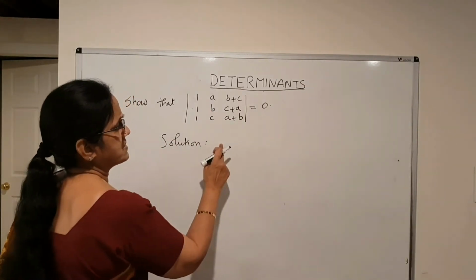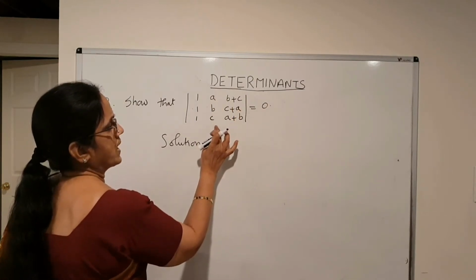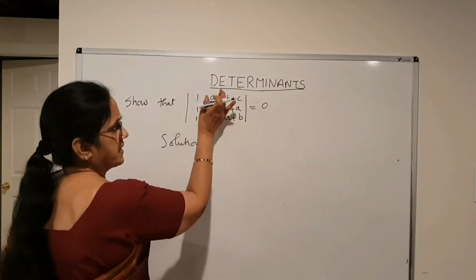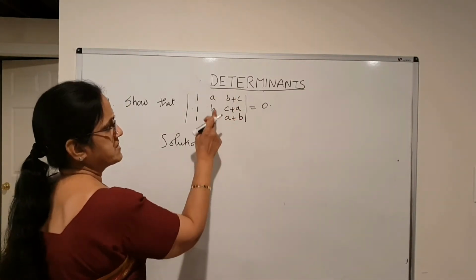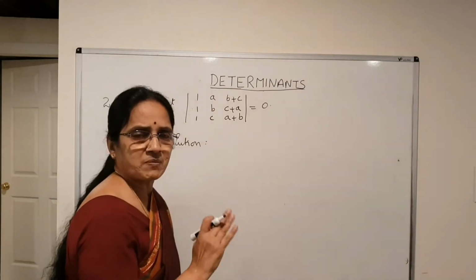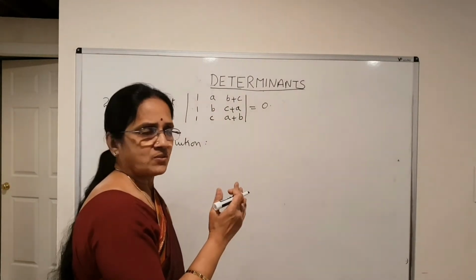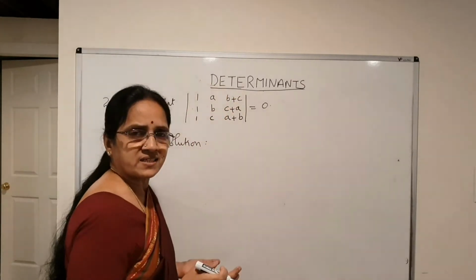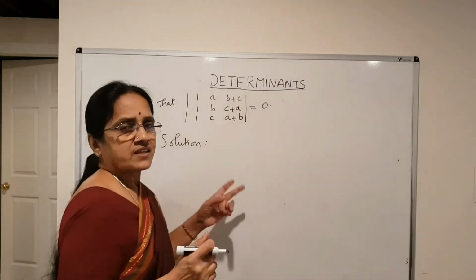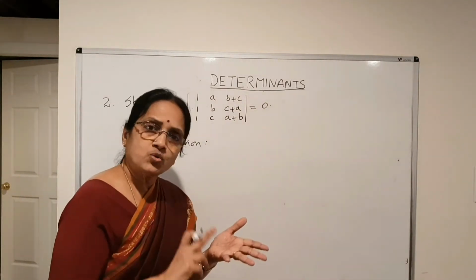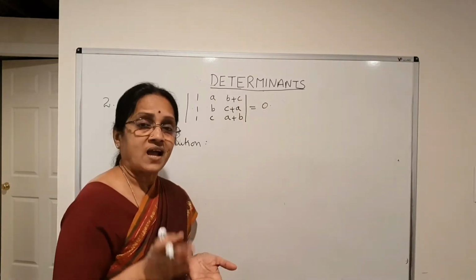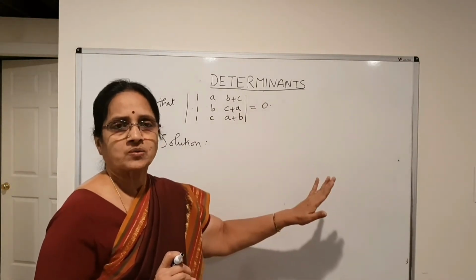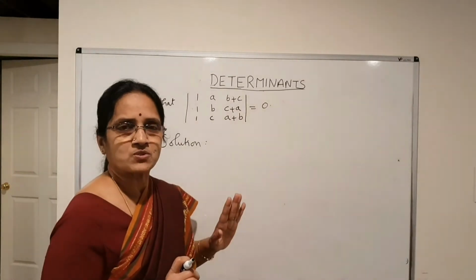Now, looking at it, you can see here, I can write C2 as C2 plus C3. Then in C2, I will be having a plus b plus c. All the 3 entries will be a plus b plus c. So, I can take it out. Okay. Then what will happen once I take it out? 2 columns will be identical. So, what is the property? If in a determinant, any 2 rows or columns are identical, then its value becomes 0. So, that property we are going to make use of.